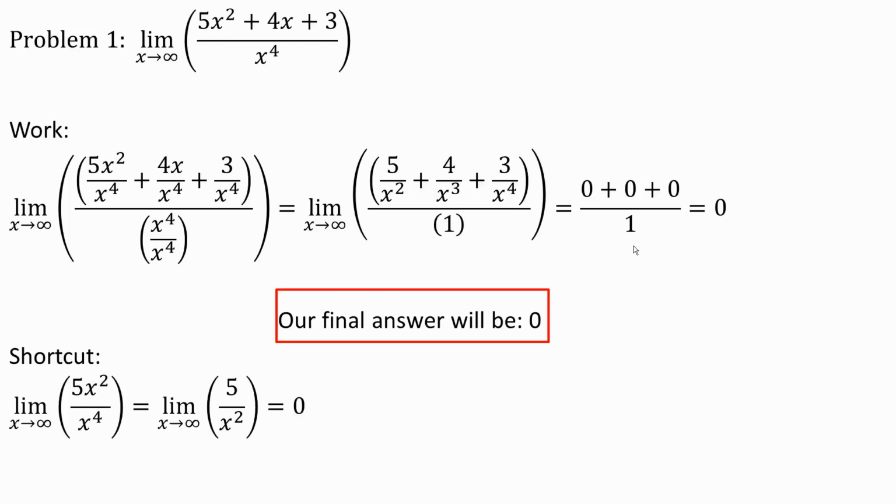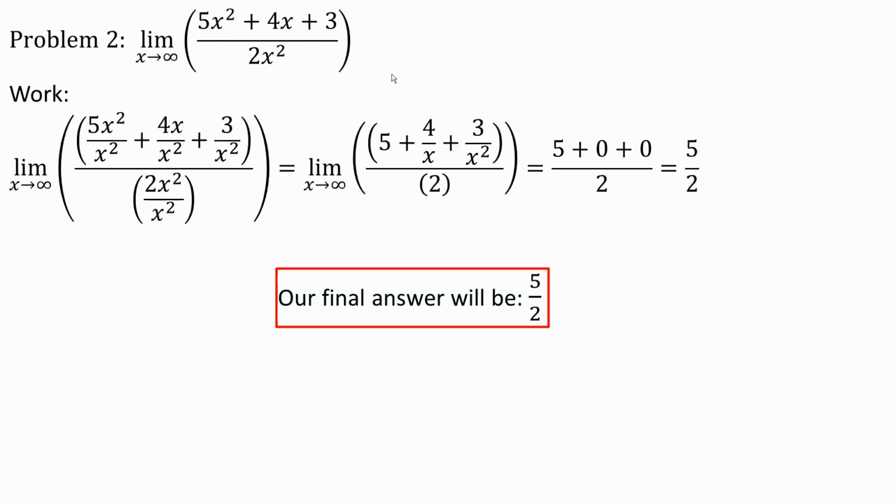But if you remember from the shortcut, we could have said 5x squared divided by x raised to the 4th. Then we could have simplified and gotten 5 divided by x squared, as x approaches infinity. So this becomes a very big number. So we have 5 divided by infinity. And so we get 0.